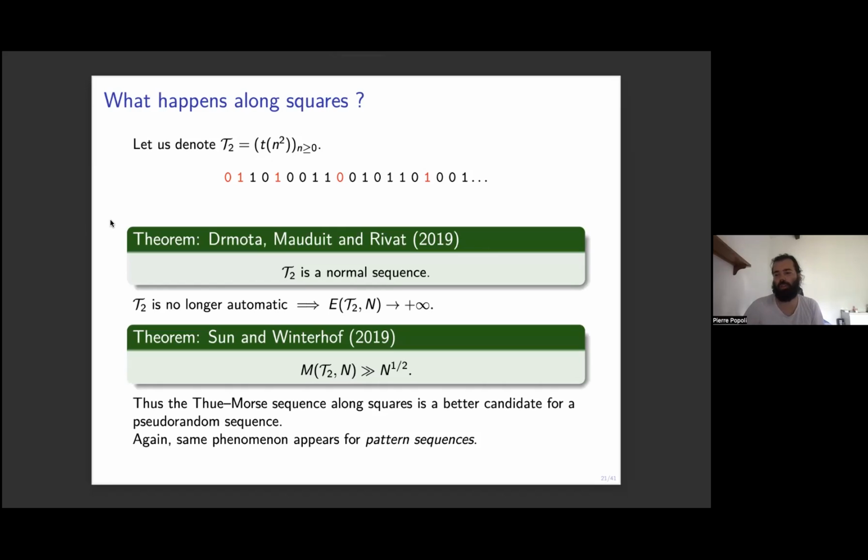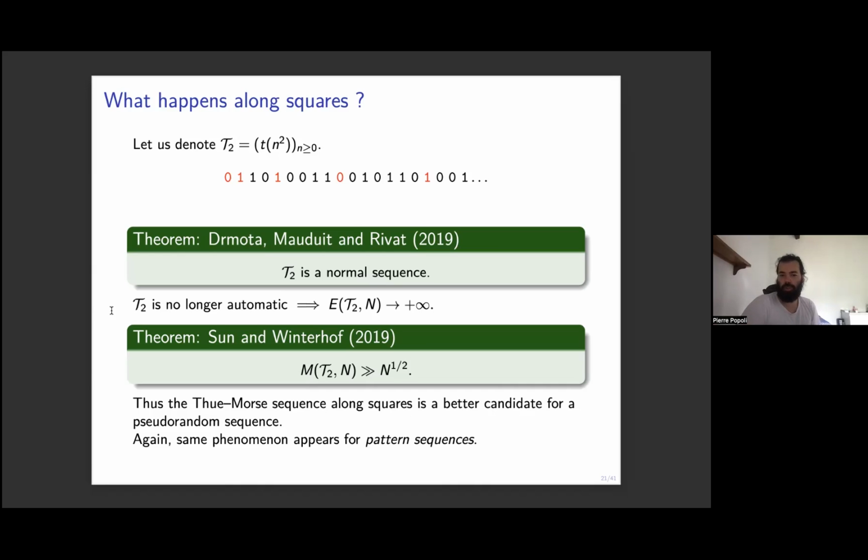In 2019, we have a result from Drmota, Mauduit, and Rivat that says that this sequence is normal, which is the best possible for the subword complexity, regardless of this complexity. And it implies that this sequence is not automatic. So the expansion complexity goes to infinity. We still don't know the growth of this expansion, but this is still better than bounded.